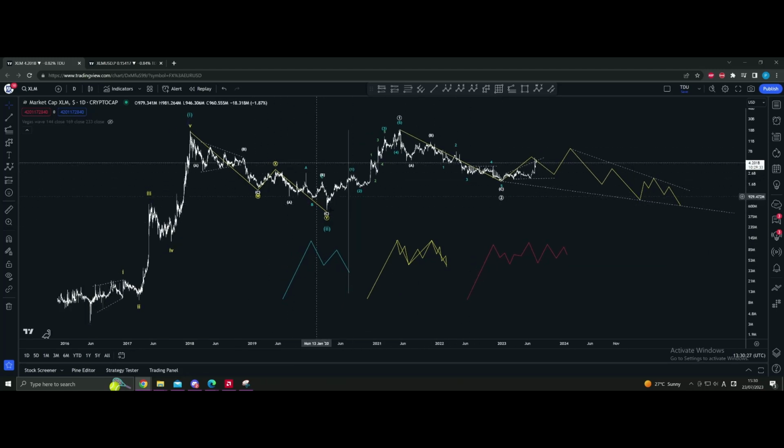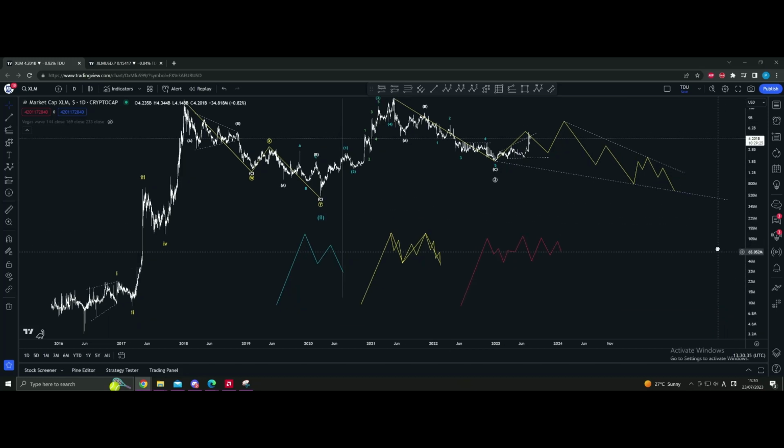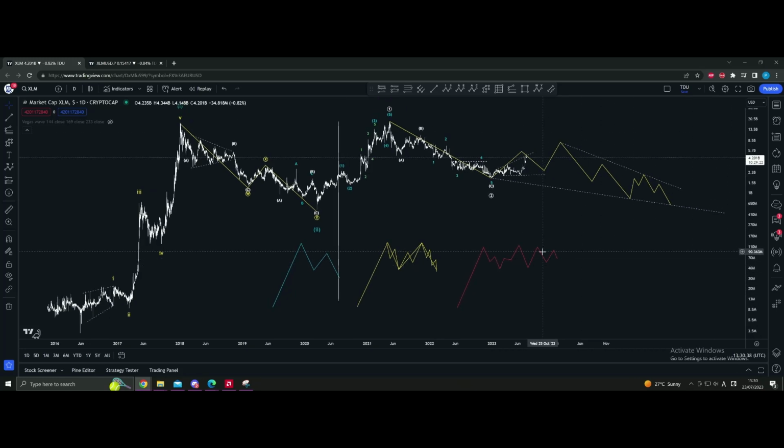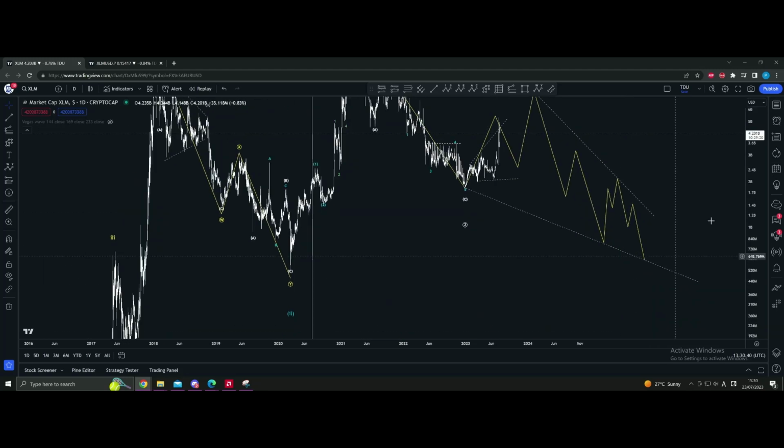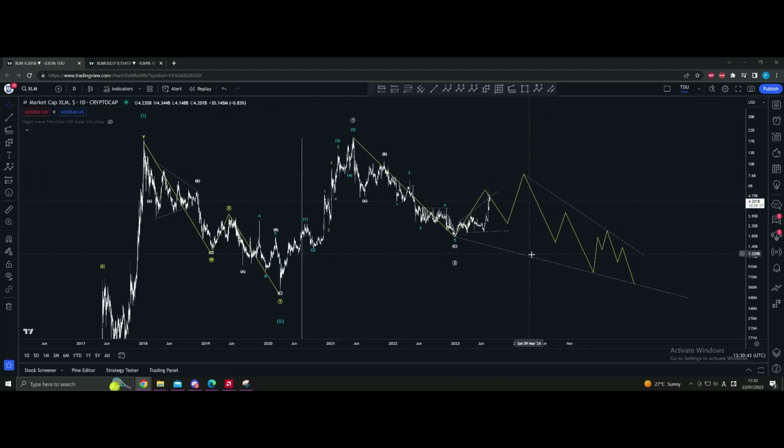In case this is a 3-wave move, and then we had a 3, what do we need? Well, in order to complete something, if we have a flat, we need a 3, 3, and 5. So we had a 3, allegedly, and this would be ABC1 of a potential ending diagonal. What we need now is this thing to be ABC, and then we would put the wave 2, and then we would continue down towards the lower lows.